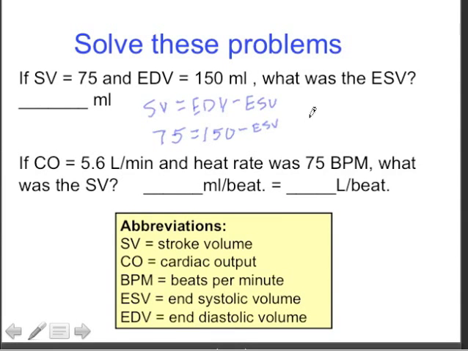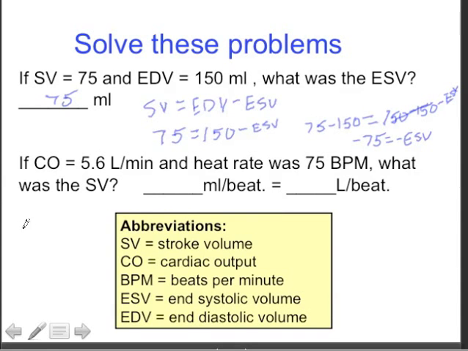And what that gives us, well, let's subtract 150 from both sides. If we do that, we end up with 75 minus 150 is equal to 150 minus 150 minus ESV. 150 cancels. Negative 75 equals negative ESV. ESV equals 75.